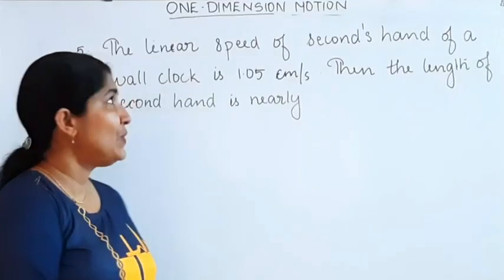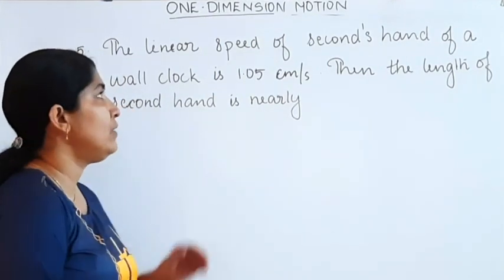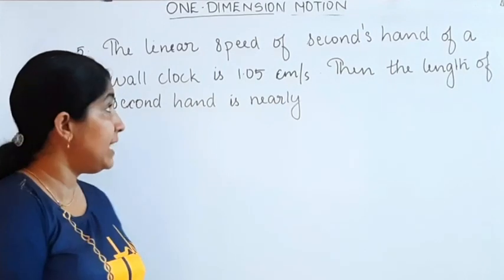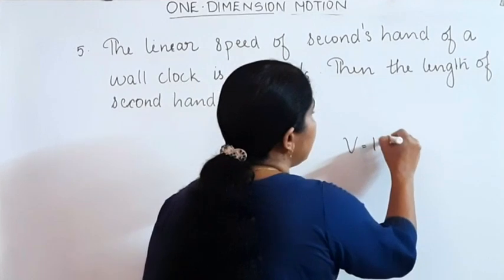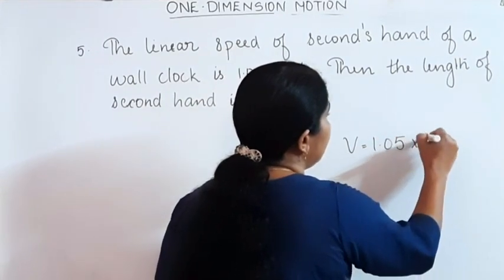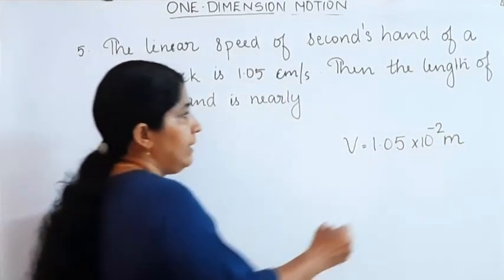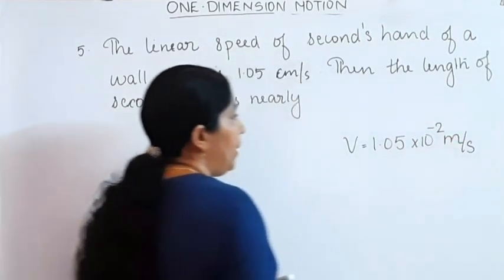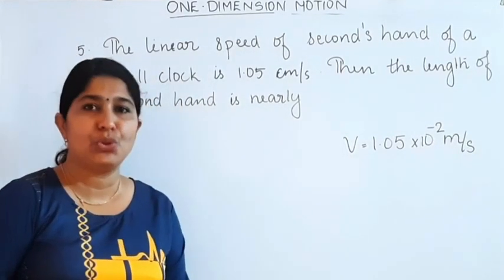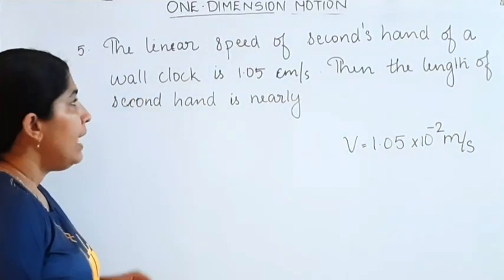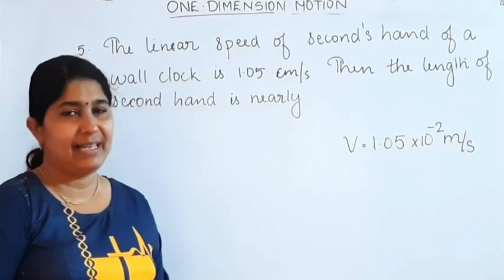Our next question. The linear speed of the second hand of a wall clock is 1.05 centimeter per second. The linear speed V is equal to 1.05 into 10 raised to minus 2 meter per second, that is given. Then we want to find out the length of the second hand.